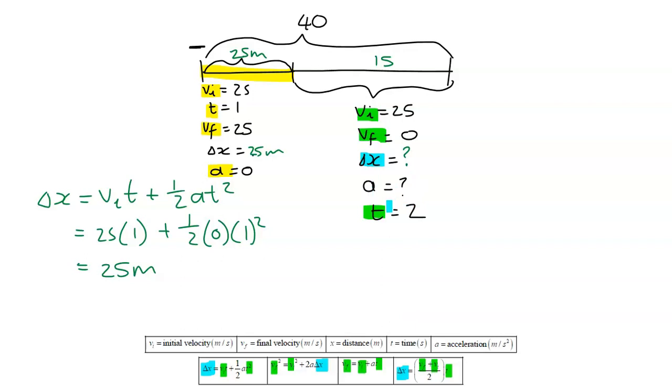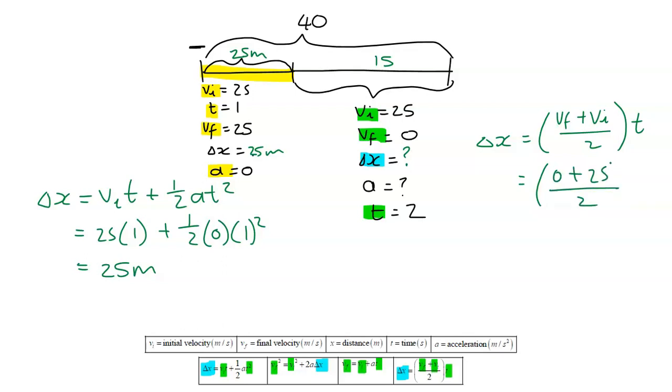I don't have my acceleration, so I can't use the first three. The only formula that I have at my disposal is the last one. So delta x equals (Vf plus Vi) divided by 2, times time. Vf is 0. Vi is 25. We divide it by 2, and we times it by 2.